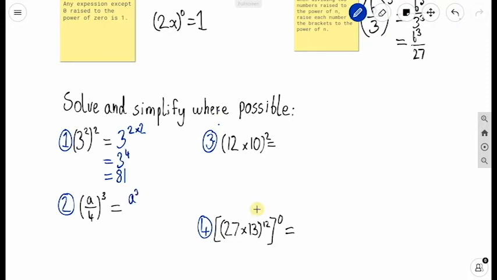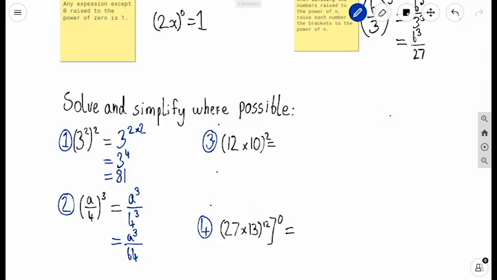a raised to 3, and then 4 raised to 3. Now, we cannot simplify the a raised to 3, but we can simplify the 4 raised to 3. We just leave a raised to 3 by itself, and then 4 raised to 3 would give us 64. Since 4 times 4 is 16, and 16 times 4 is 64. Now let's do question number 3.